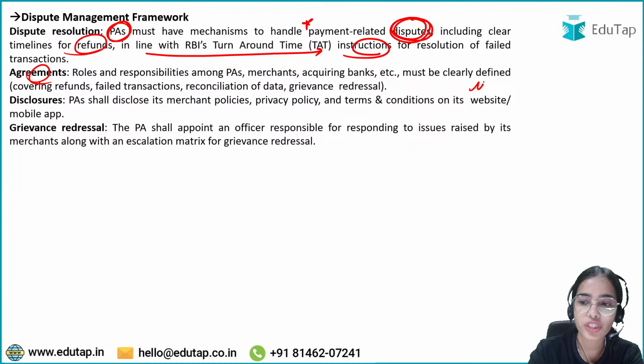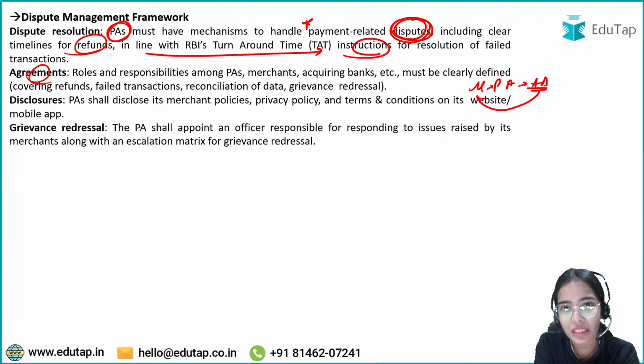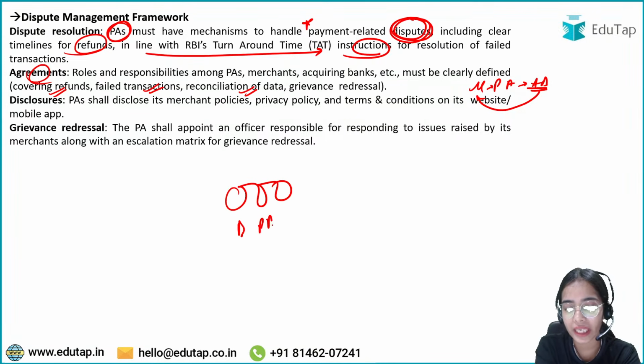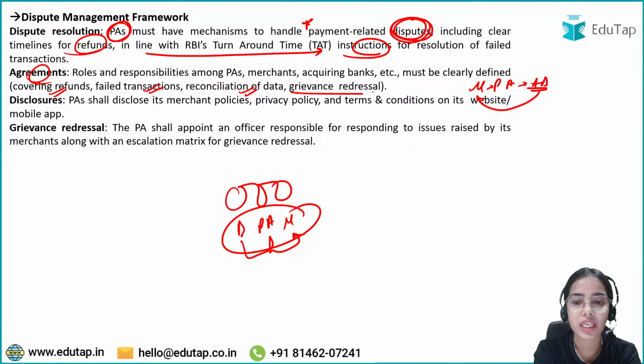Agreements: the merchant, the payment aggregator, and the acquiring bank that sends the money to the merchant should have clear agreements. Roles and responsibilities should be laid out, that is, who will handle the refunds and who will handle the failed transactions. The reconciliation of data should be proper, so that the bank, the payment aggregator and the merchant have the same data. Grievance redressal norms should be followed for the customer.